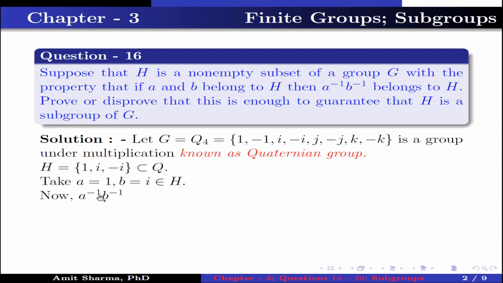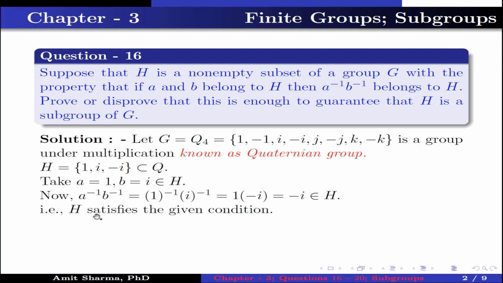Now a inverse times b inverse equals 1 inverse times i inverse. Now 1 inverse is 1 and i inverse is minus i. This is equal to minus i, which belongs to H. That is, H satisfies the given condition. But H is not a group.